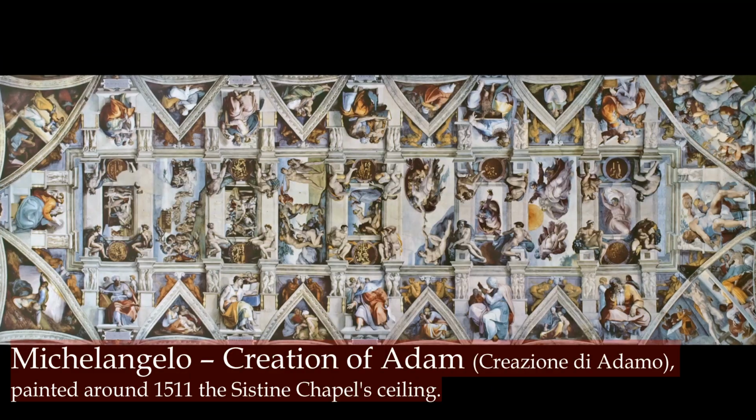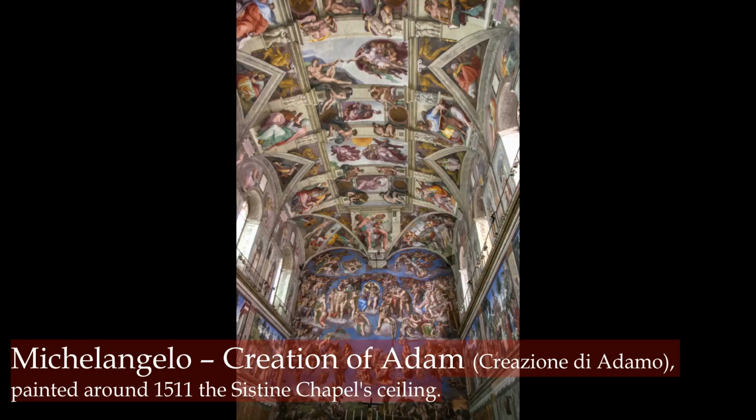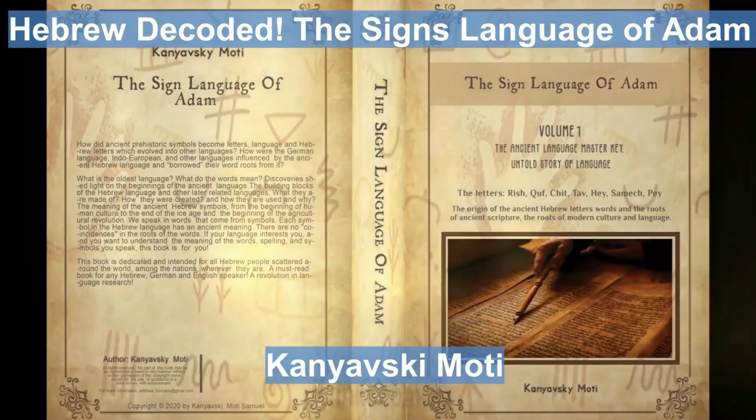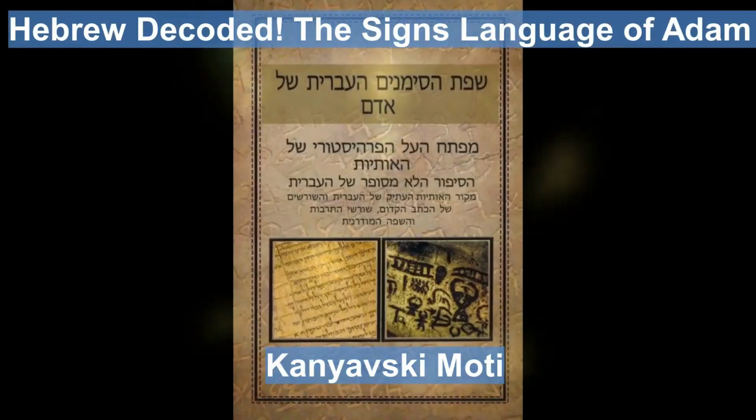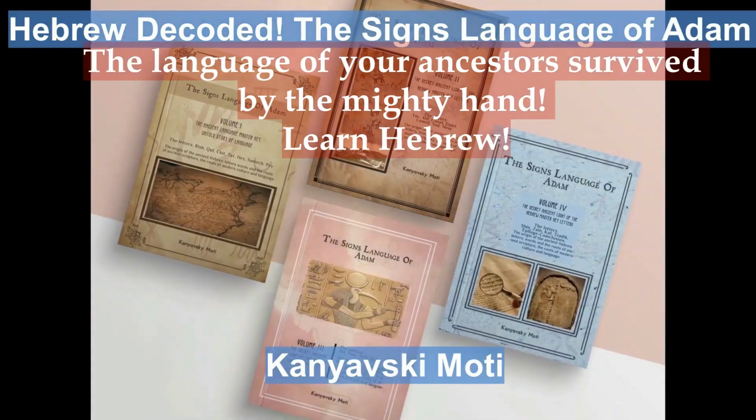on the Sistine Chapel ceiling. If you want to learn more about the Hebrew language and the root of all languages, see Hebrew Decoded, the signs language of Adam.